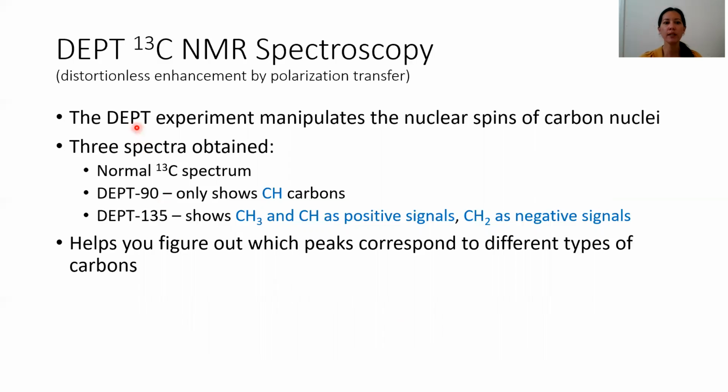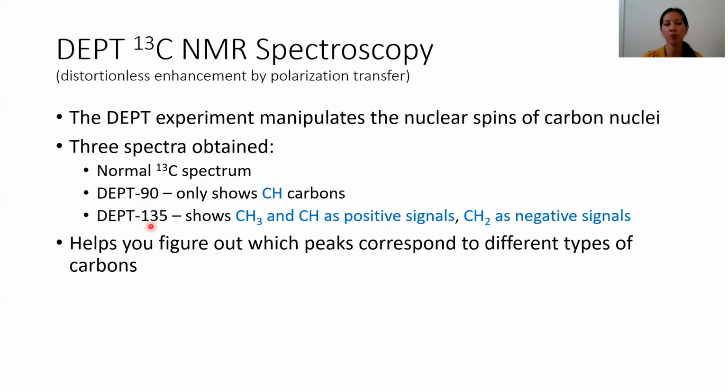So if you run a DEPT experiment, what you do is you run 3 different types of experiments. The first one will generate a normal C13 spectrum. The second will generate a spectrum. This is a DEPT 90. It'll only show CH carbons. So this is a nice way to just pick out, okay, out of my whole big spectrum, which ones only have CHs.